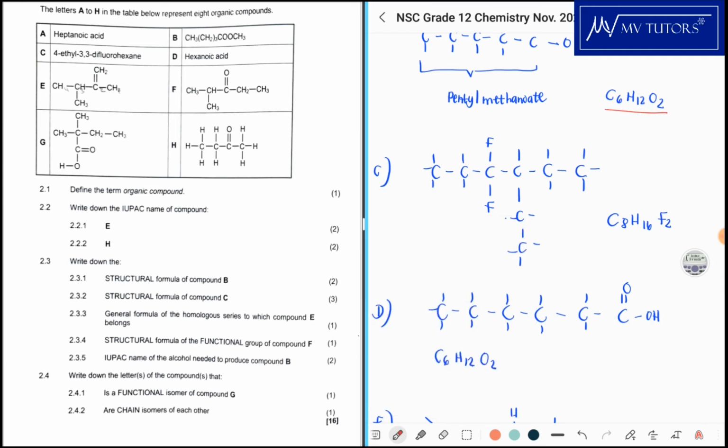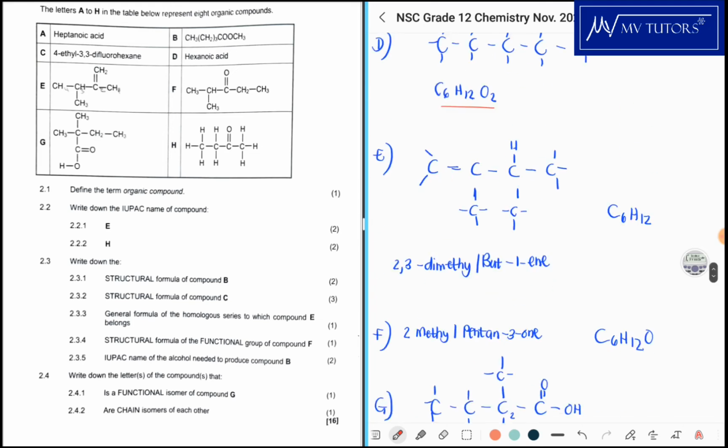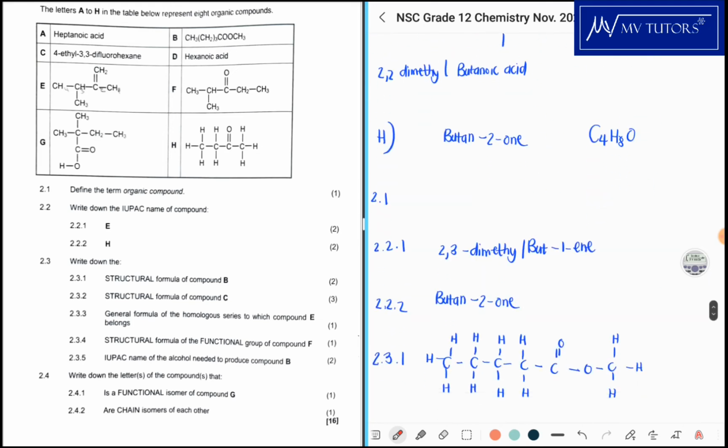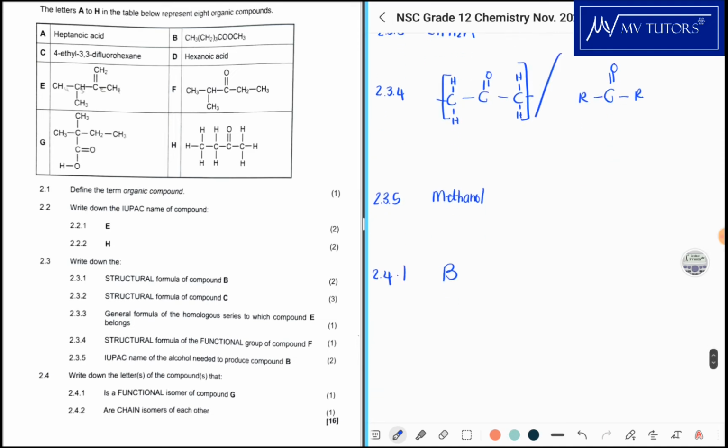Another thing to look out for: if it is an isomer, we check the formula. So we have C6H12O2. I see it here as well, but they were dealing with the carboxylic acid. They want one with G. So C6H12O2. So yes, we know that G is the functional isomer of B. All right, for 1 mark.